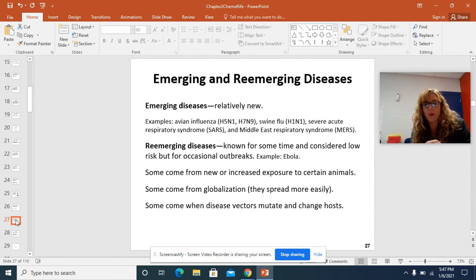And then some come when you've got disease vectors that mutate and change hosts. For example, the swine flu. Flu virus loves to change shape. And that's why you get a vaccine every year, and it mutates really easily. And so sometimes there are certain viruses that can jump from animals to humans because they mutate and change shape.